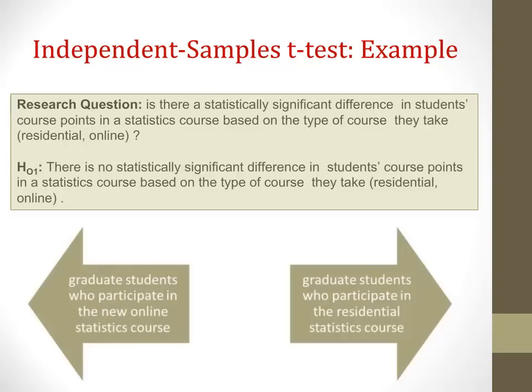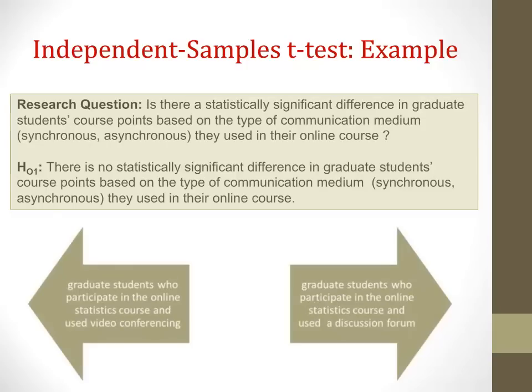Now let's take a look at one other example. We just looked at an example in which the researcher conducted a causal comparative study. That is, he or she looked at something after the fact. The students had enrolled in the courses, and oftentimes a t-test is appropriate for a causal comparative study. It can also be appropriate for use in an experimental study.